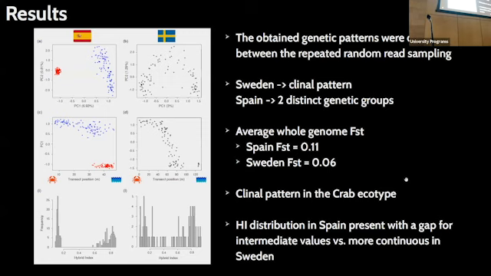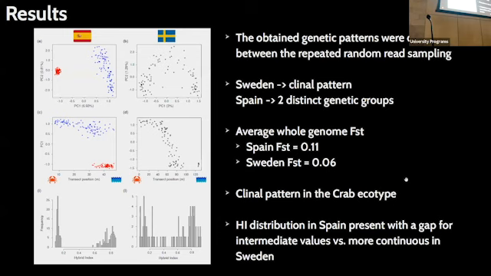And in Sweden, we find the cline pattern that we've found in many studies before. So those are the two differences. Also, if you look on average, the FST is higher in Spain compared to Sweden. I talked about the cline pattern in this.